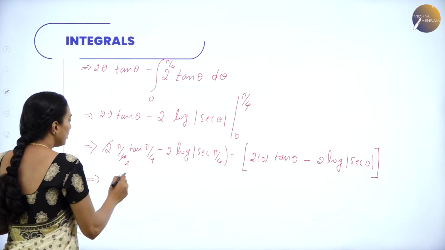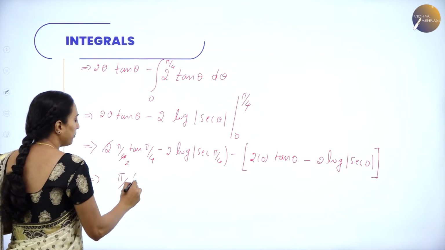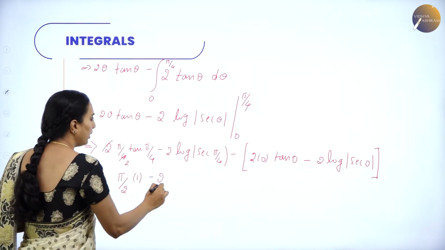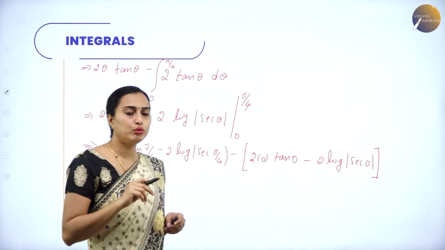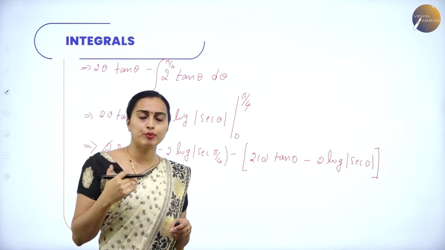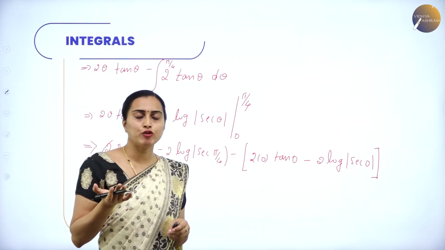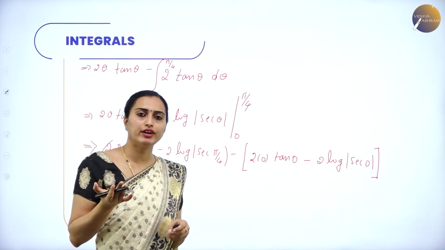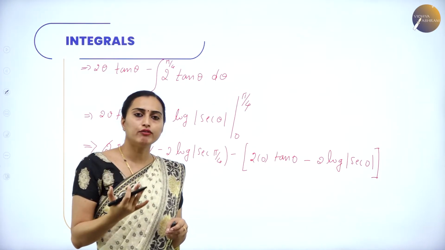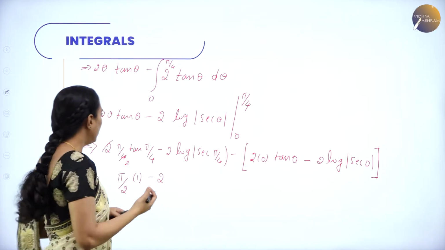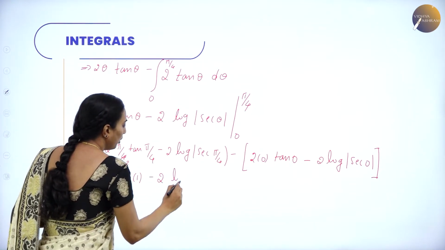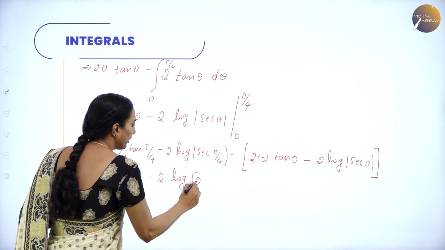Now you can close the bracket. See, 2 into pi by 4, the 2 ones are 2, twos are. So pi by 2 into tan pi by 4 value is 1 minus 2 into log secant pi by 4. You know that secant pi by 4 is the reciprocal of cos pi by 4, which means cos 45 degree. Cos 45 degree is 1 by root 2. So secant 45 degree is root 2. So therefore you have 2 into log root 2, right?